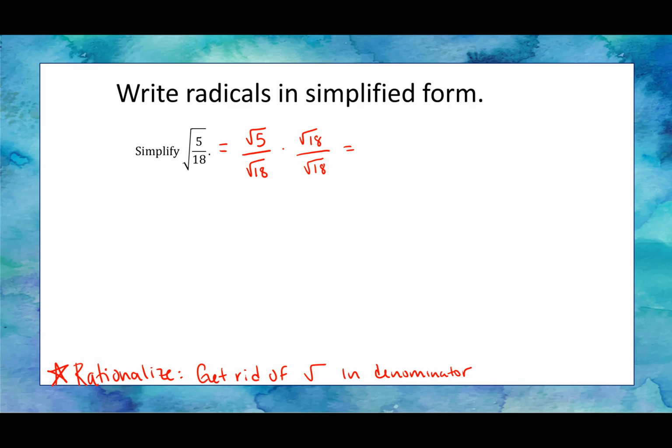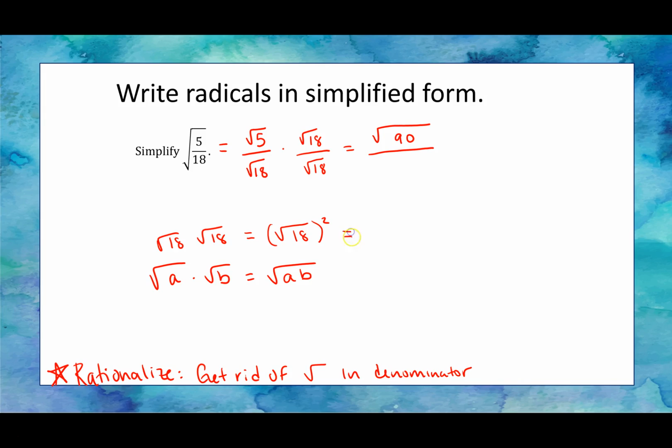Okay, now rules of square roots state that the square root of a times the square root of b is equal to the square root of ab. So all I have to do when I'm multiplying across here is multiply 5 times 18 and I get 90. Now the square root of 18 times the square root of 18, and you don't have to write this down, but let's talk about it, is equal to the square root of 18 quantity squared. And we should know now that squares and square roots are inverses, so this is simply going to be 18.